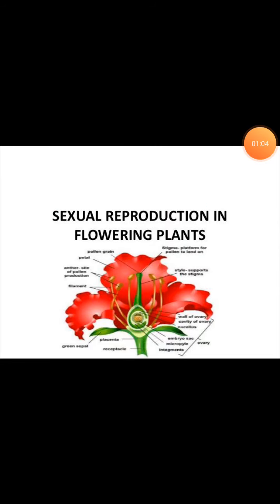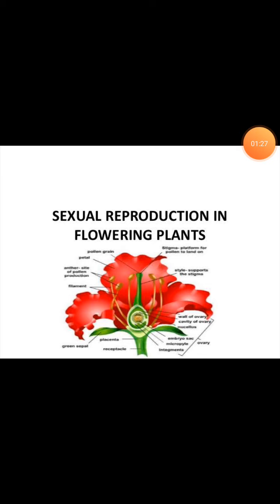Now, sexual reproduction in flowering plants. It involves the production of male and female gametes and the fusion of the male and female gamete, and it forms two events: one is called gametogenesis, the latter is called fertilization.